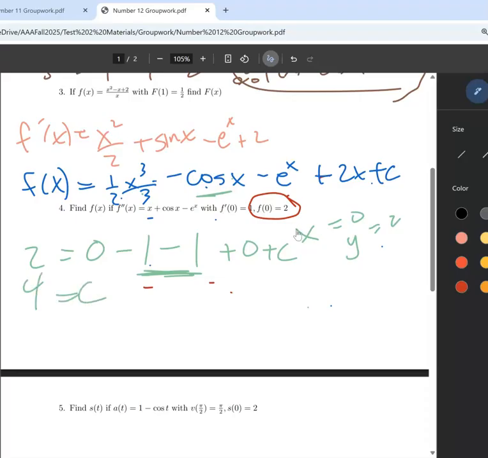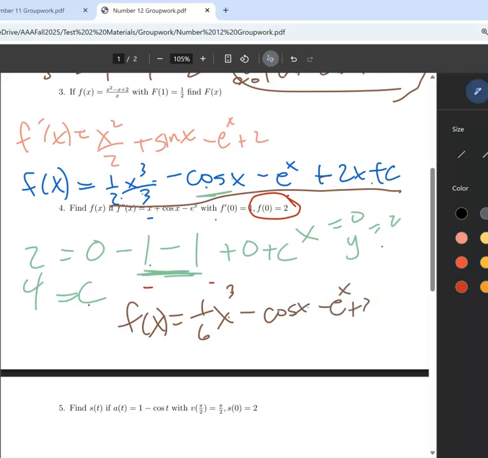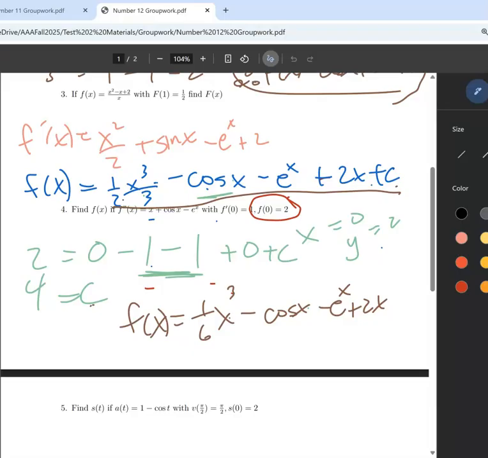Okay, so what is the answer? The answer is f of x equals, so put this with the c, right? So 1/6 x cubed minus cosine of x minus e to the x plus 2x, and then the c is plus 4. So this is the answer for number 4. Took a long time to get there, didn't it?